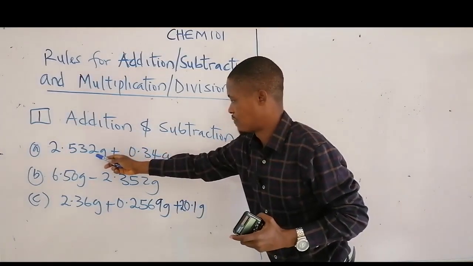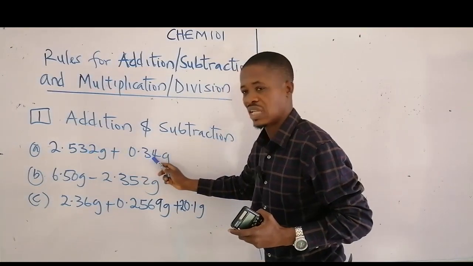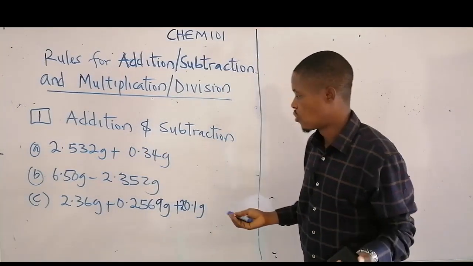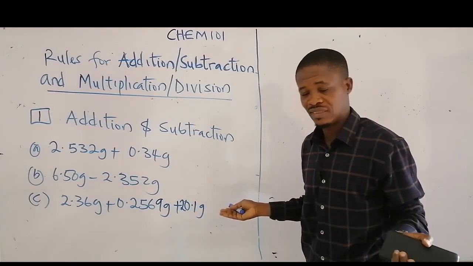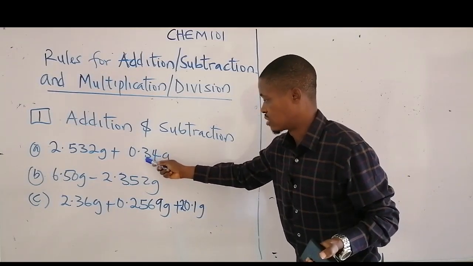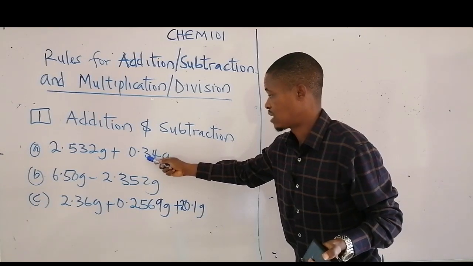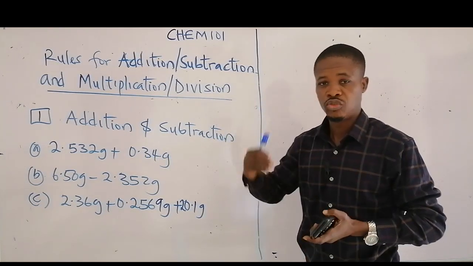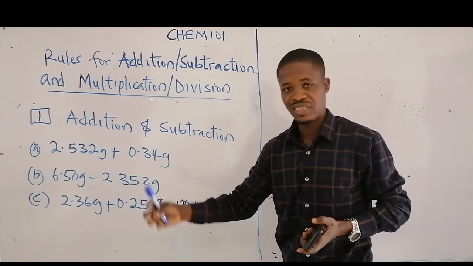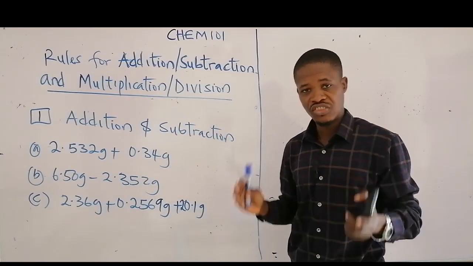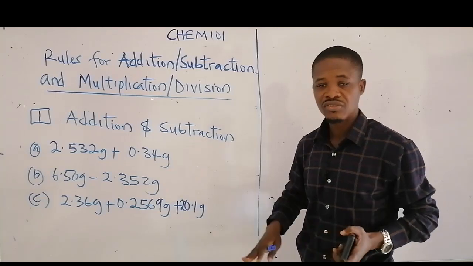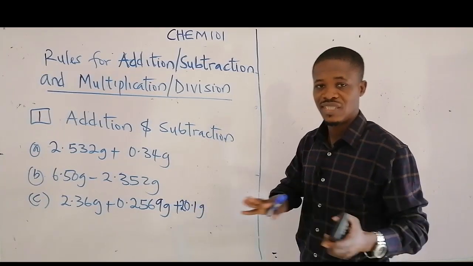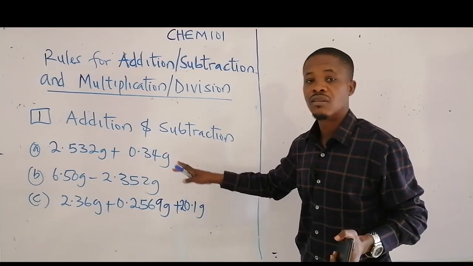Like this first question now, after you have added this one and this one together, then you check which one among these two has the lowest number of decimal places. It is this one. How many decimal places for this one? That's 2 decimal places. So we expect your answer to be 2 decimal places. In a nutshell, your answer for addition or subtraction will take the lowest decimal places of the question.